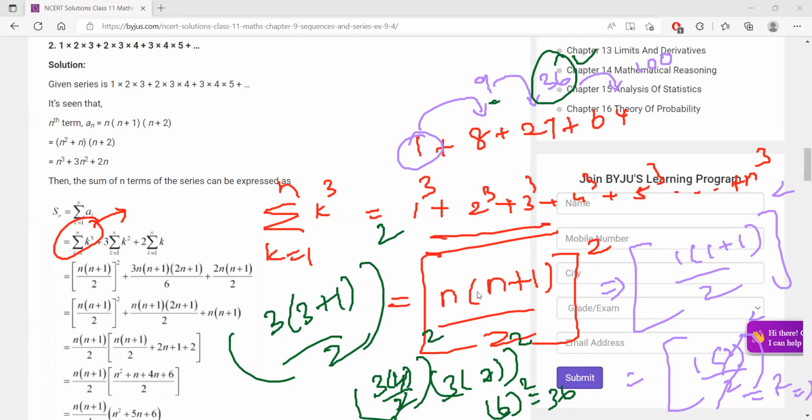Ma'am, how do we know when to take that n into n plus 1 divided by 2? You need to learn it by heart. When you have a cubic series, you need to learn by heart that you have to write it as n into n plus 1 by 2 the whole square.